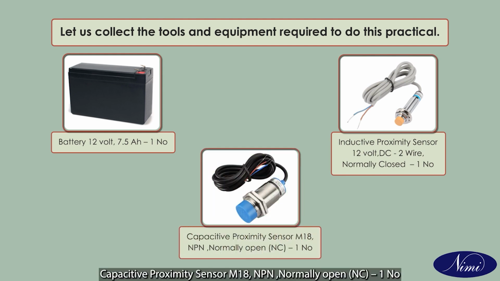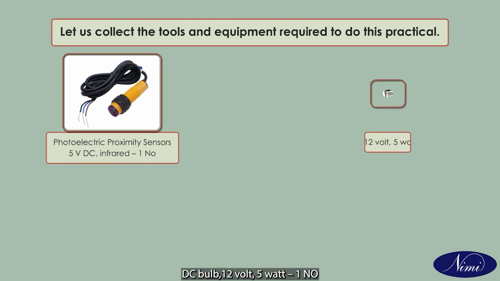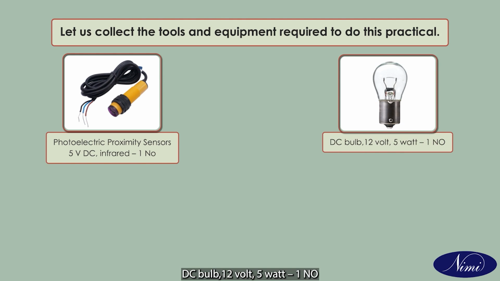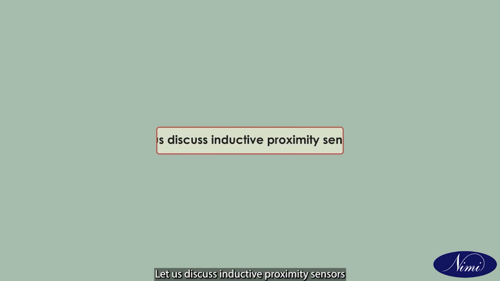Capacitive proximity sensor M18 NPN normally open NC 1 number. Photoelectric proximity sensors 5 VDC infrared 1 number. DC bulb 12 volt 5 watt 1 number. Connecting wires as required. Let us discuss inductive proximity sensors.